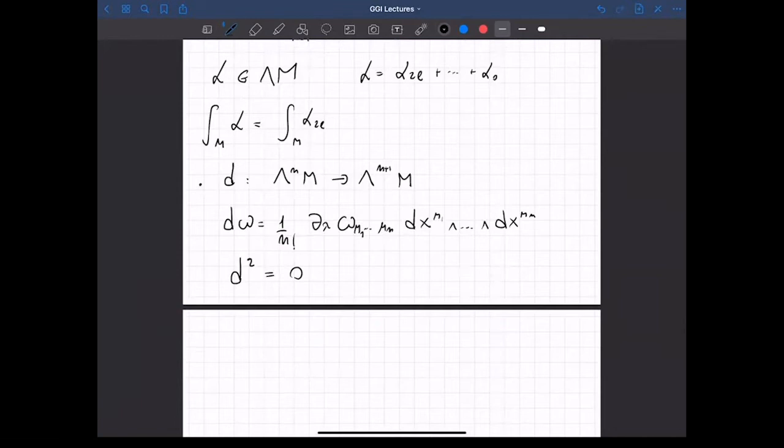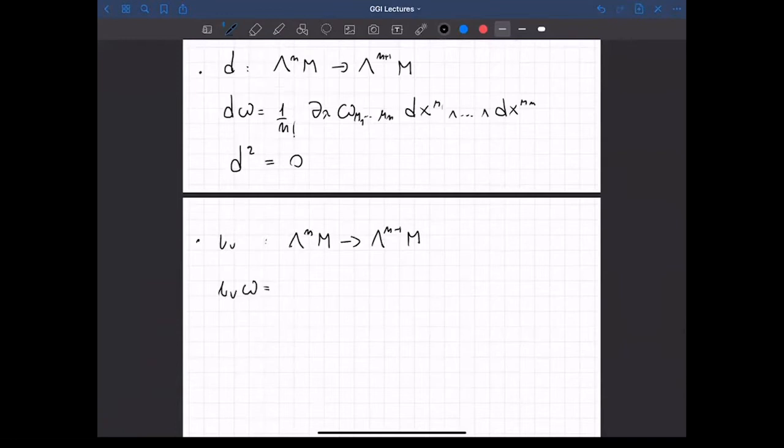But on my manifold, I also have a Killing vector V, so I can define another operation, which is the contraction with the vector V, and it maps an n-form into an (n minus 1)-form. It's a contraction because the vector is contracted with the first index of my form. And it's not hard to see that this operator is also nilpotent.